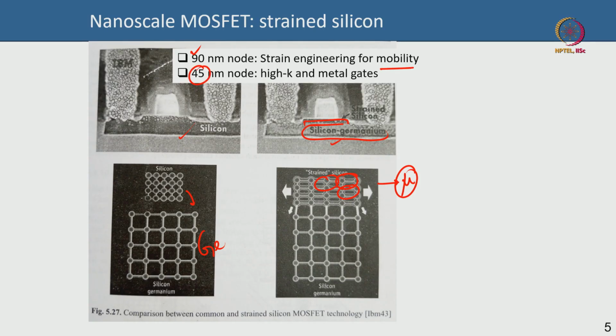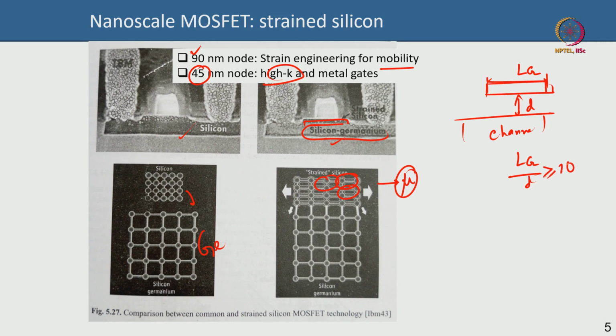At the 45 nanometer node, people introduced high K dielectric. Why? Because when you scale the gate length Lg, and I have told this many times when discussing compound semiconductors like gallium nitride and gallium arsenide HEMTs and FETs, then with the channel to gate separation D, Lg by D should be at least 10. In silicon, for aggressive scaling, it becomes even more challenging.